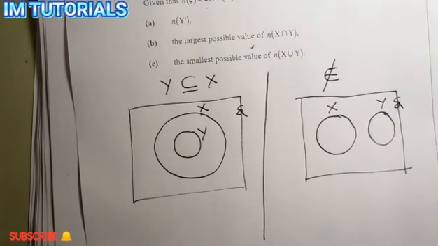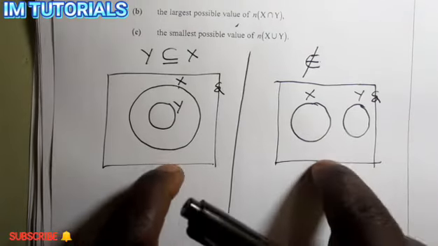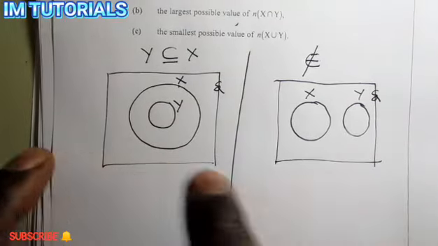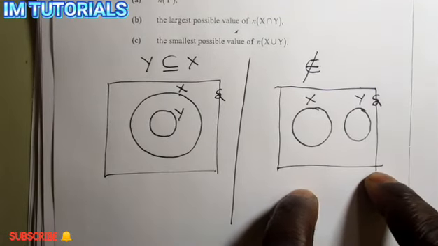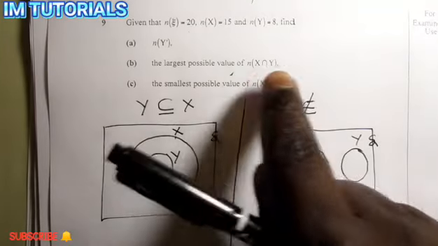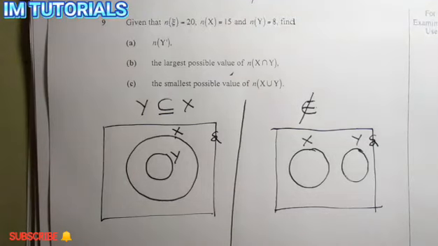Whenever you come across a question asking you the largest possible value or the smallest possible value, you start by drawing these two situations, the subset situation and the not an element of situation. We are going to work out x intersection y on both sides. After working with both sides, we identify which side is giving the largest possible value. Then that side becomes your final answer. I hope you are listening, class.